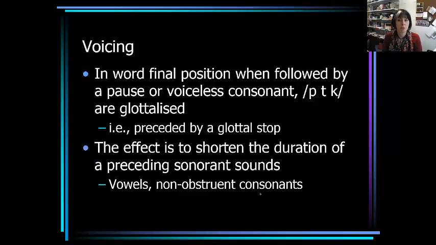In word final position, when followed by a pause or a voiceless consonant, these sounds are glottalized or glottally reinforced, and this means they are preceded by a glottal stop. The effect of this is to cut off the vowel sound or the preceding sonorant sounds, so make them much shorter before you reach these three consonants here. So the effect is to shorten the duration of the preceding sonorant sounds, and this includes vowels and non-obstruent consonants.